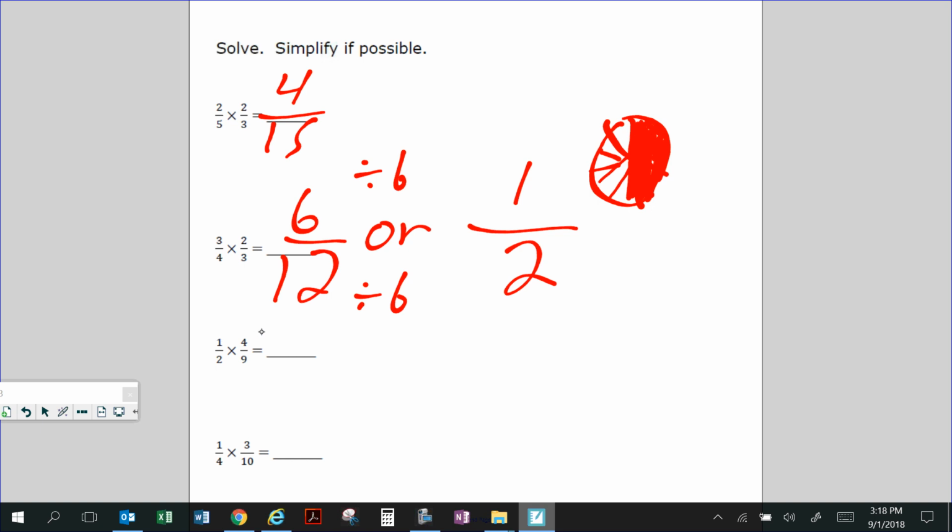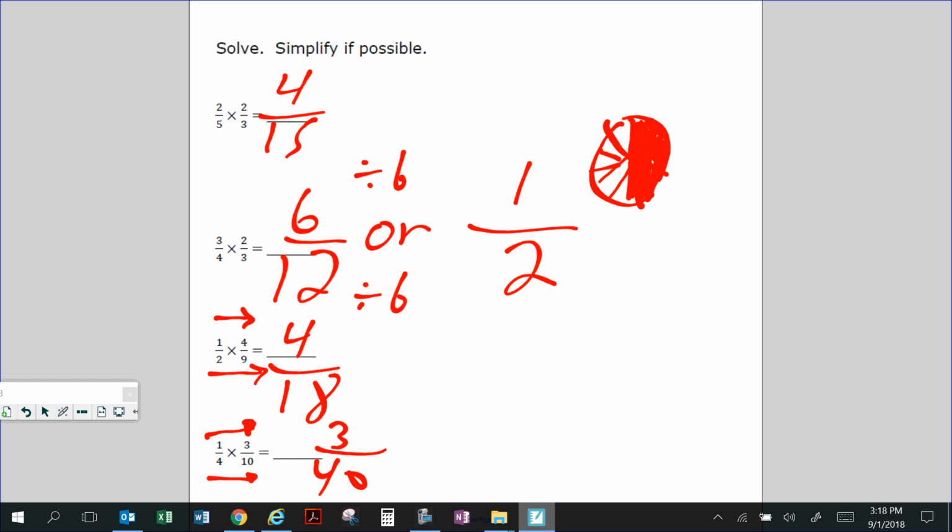Next one, the numerators are 1 and 4. 1 times 4 is 4. The denominators are 2 and 9. So 2 times 9 is 18. I teach it this way, so you draw arrows like that. 1 times 4 is 4. 2 times 9 is 18. If that's easier, draw arrows. Multiply the numerators across. The numerators are 1 times 3 is 3. The denominators are 4 times 10 is 40.